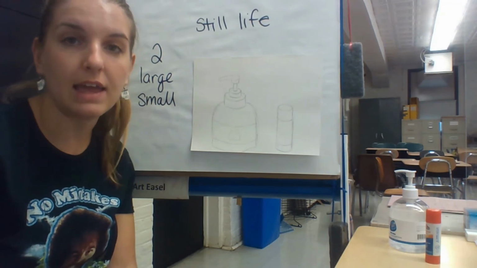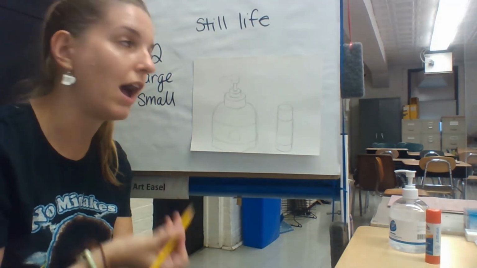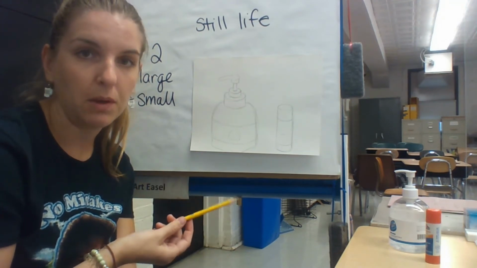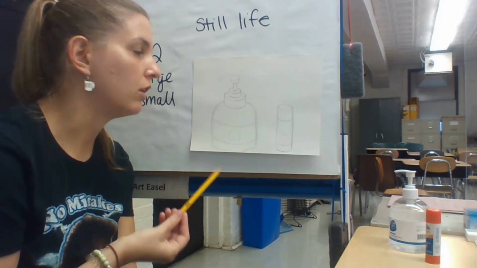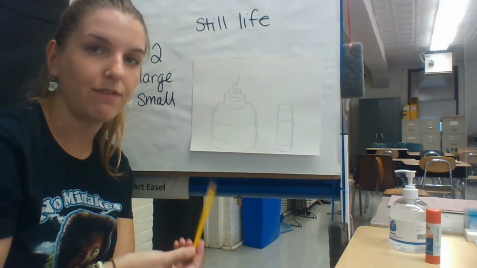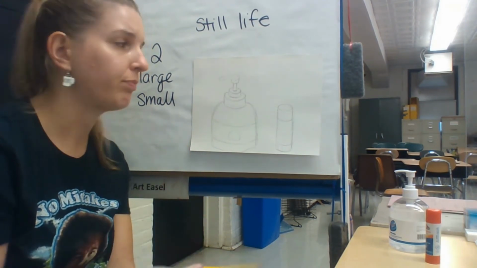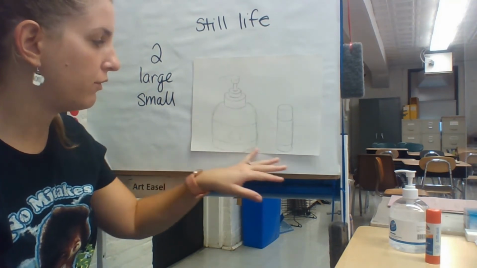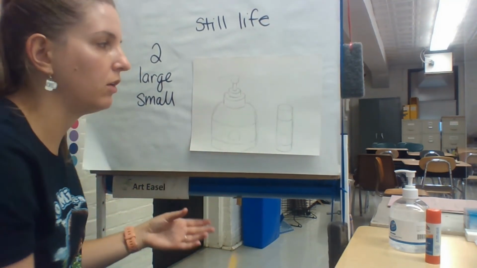Now, if you want to take it to a new level and try this, you can also try adding a little bit of value to make your still life look a little bit more realistic. When you're adding value, you're adding light and dark to a picture to make it look 3D, because even though I drew it curved and in the right size, it still looks a little bit flat.